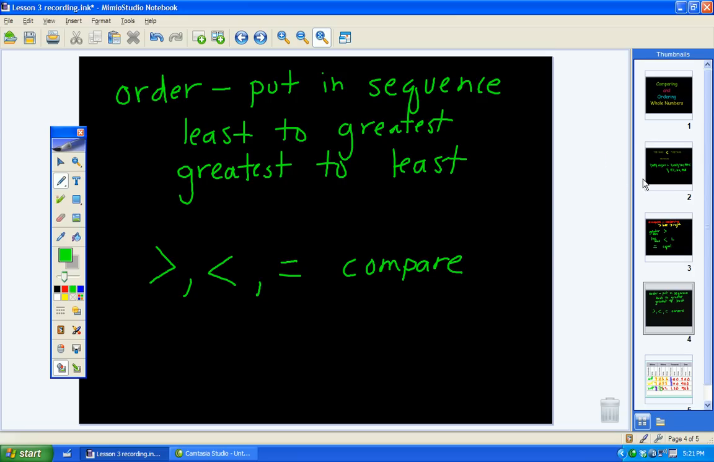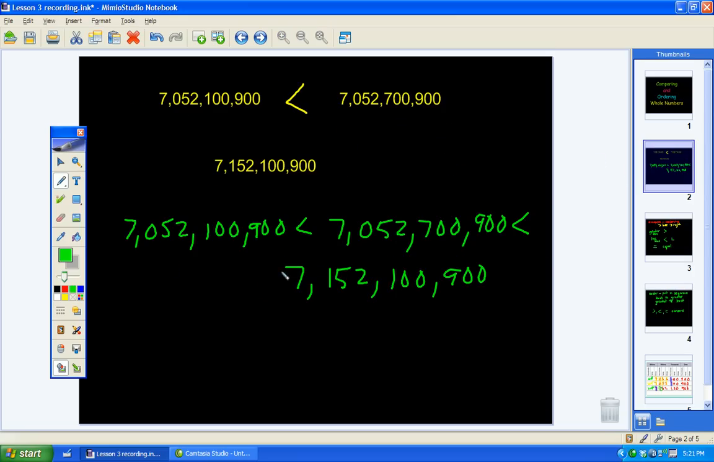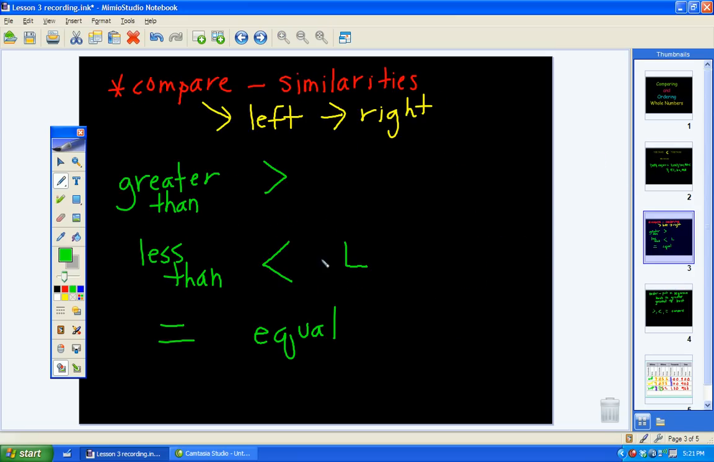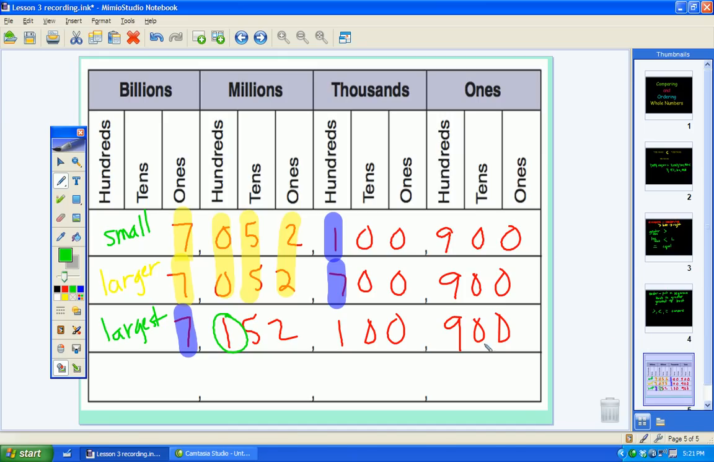So in order to compare and order numbers, you have to know how to use the symbols correctly, and you also need to look for the similarities until you come across a difference. And you'll have lots of practice with this in class.